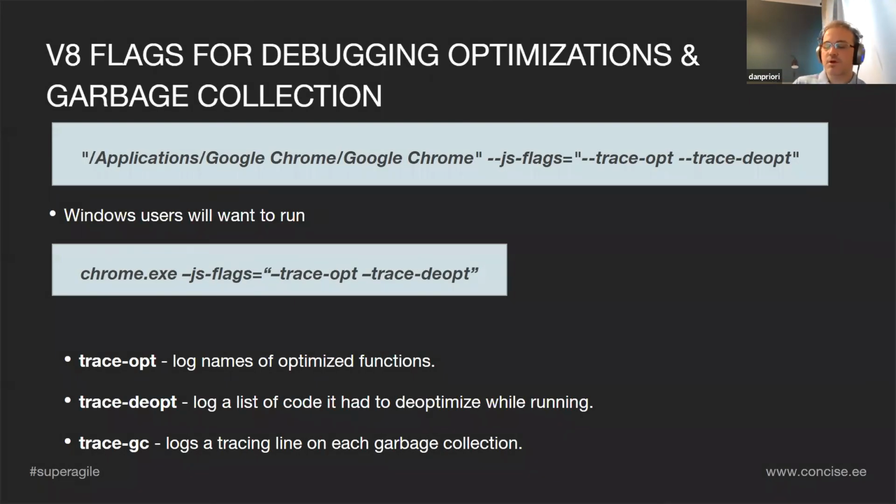So, some more information here. It's good if you want to go deeper inside how V8 works, how to debug the optimization process, and how garbage collection works inside V8. You can use these flags here: trace optimization and trace deoptimization. There's also trace GC, which logs a tracing line on each garbage collection. It's good for understanding how V8 works, and you can optimize your code based on these logs.